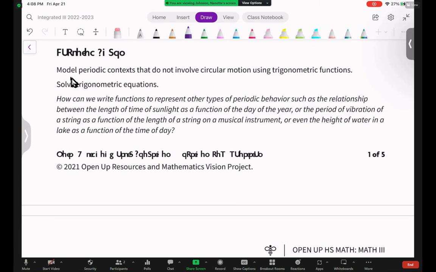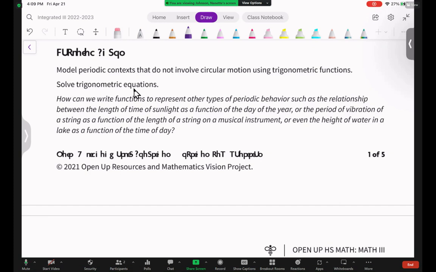So what it's talking about is before we were using the Ferris wheel and it was very easy for us to see the relationship between sine and cosine and the height and the distance from the center, right? So here we're just not going in a circle. We're going to use a different context. The bigger deal is that you'll be able to solve trig equations.